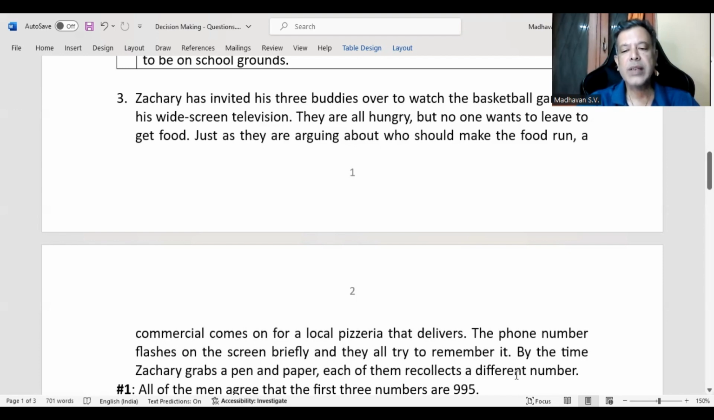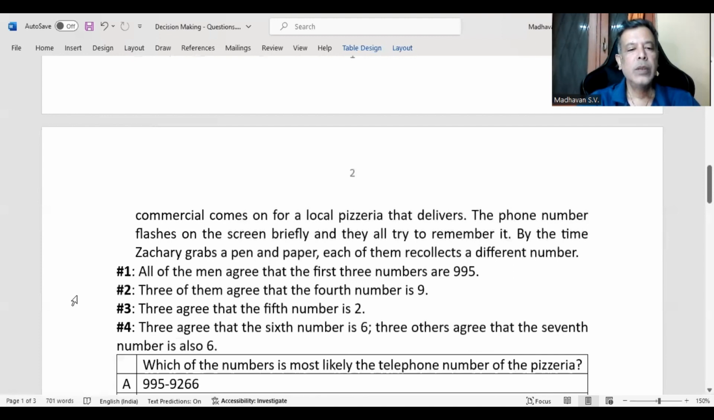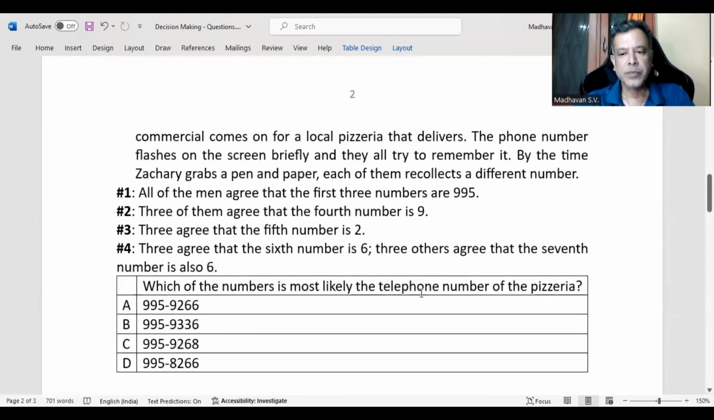Each of them recollects a different number. All of the men agree that the first three numbers are 995. Second, three of them agree that the fourth number is 9. Three agree that the fifth number is 2. Three agree that the sixth number is 6. Three others agree that the seventh number is also 6. So based on these, we need to identify which of the numbers is most likely the telephone number of the pizzeria.